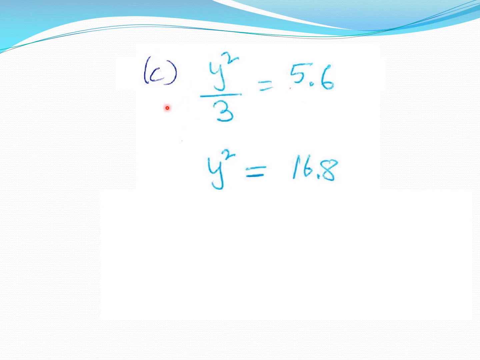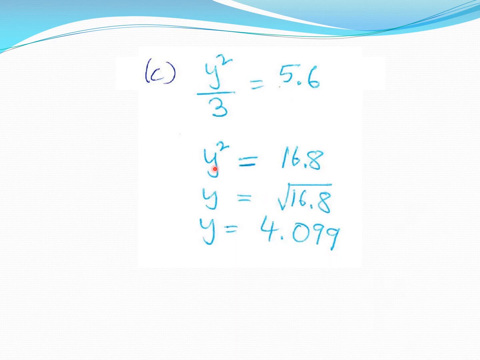So in this example, part C, y squared over 3 equals 5.6. You'll remember from the mathematical tools video that when you cross multiply, y squared equals 3 times 5.6, giving you 16.8. Or you can view it this way, y squared over 3 equals 5.6 over 1. Cross multiplying, y squared is 3 times 5.6, which is 16.8. So y squared is 16.8. Take the square root of both sides. Y is the square root of 16.8. Y equals 4.099.